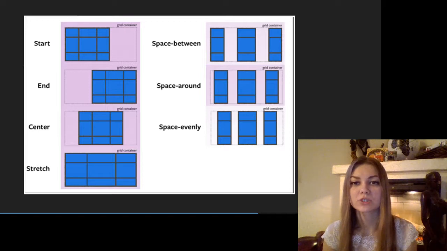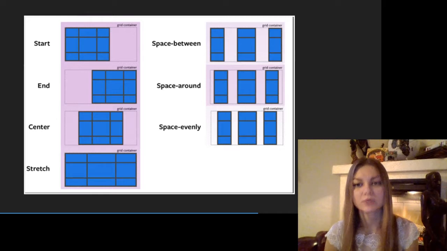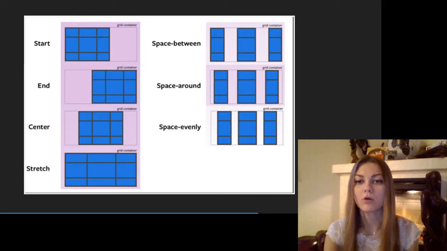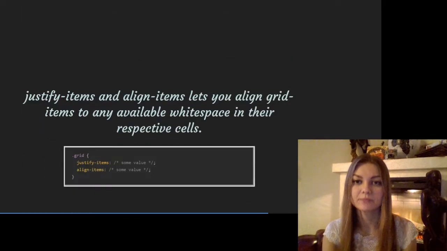Start, align grid to the start of the axis. End, align grid to the end of the axis. Center, align grid to the center of the axis. Stretch, grid fills the axis. This is the default value. Space between, spreads white space between grid items, no white space at the ends. Space around, spreads white space around each grid item. Space evenly, spreads white space evenly around all grid items, including the ends.